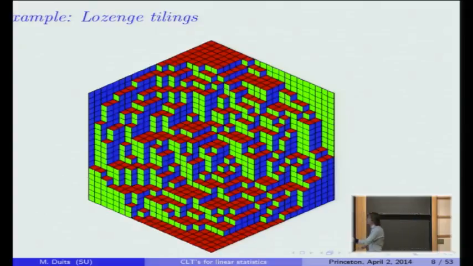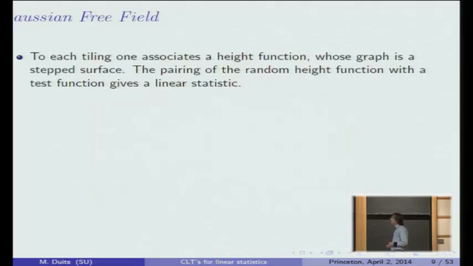And these kinds of models have been studied a lot recently. I don't want to go into detail, I just want to mention some words. If you want to analyze these tilings, then one way of doing that is to naturally associate a height function to these tilings, for which the graph is a stepped surface, and in the context of this lecture, the pairing of this random height function is actually a linear statistic.